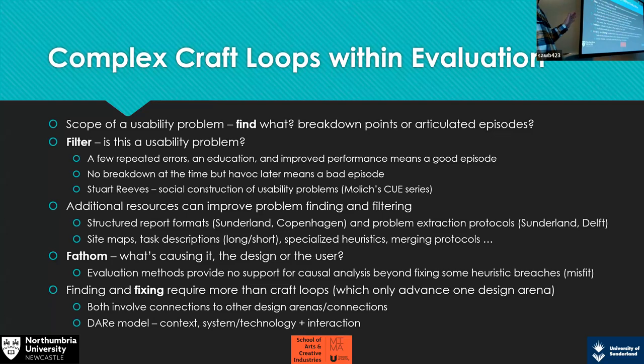Equally, you can get no breakdown at the time, but then havoc breaks out later on because they haven't done something that was essential. Like if you're rotating objects in Office and you haven't grouped the objects before you rotate them, they all spin on the center. And to a novice user, things just break down then. There's very good work by Stuart Reed, an ethnomethodologist at Nottingham, who's been looking at the social construction of usability problems in real work. And then Rolf Molich, CUE series, demonstrated pretty conclusively that if you give several usability teams the same system to evaluate, they come up with different results. So filtering is really important.